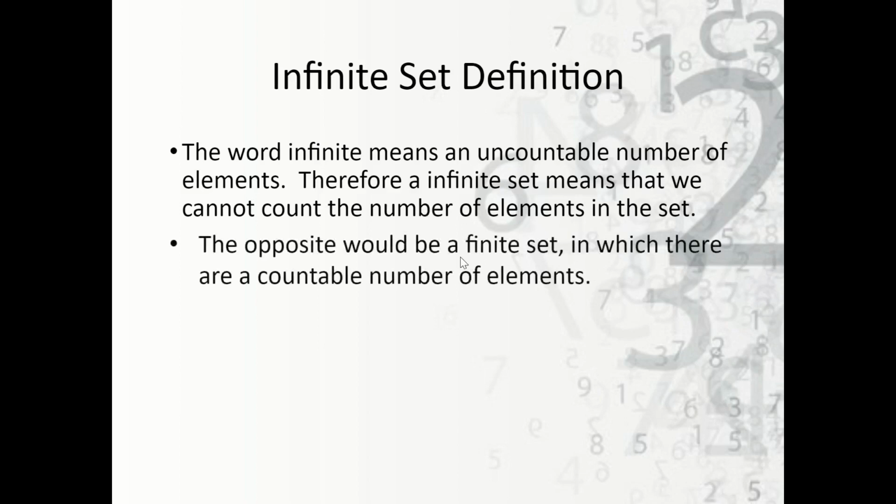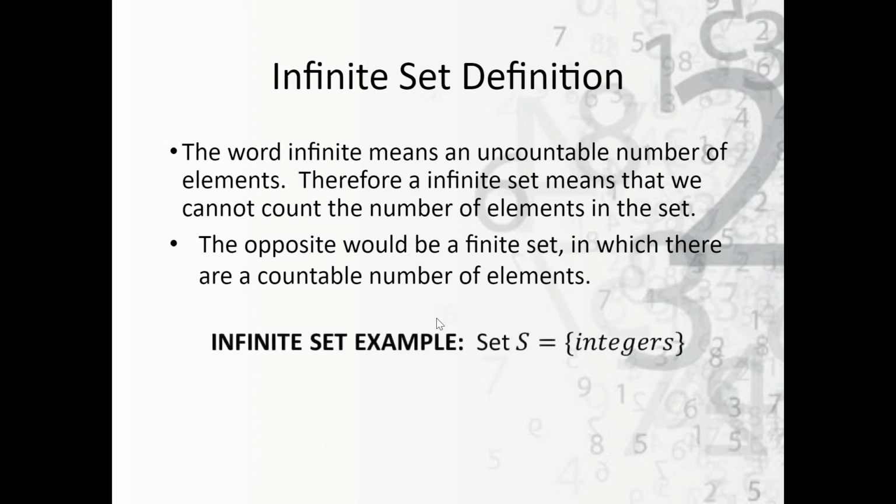The opposite of this would be a finite set in which there are a countable number of elements. So let's say I wanted the natural numbers between 1 and 10. Well, that goes 1, 2, 3, 4, 5, 6, 7, 8, 9, 10, and stops, and we can't keep going. So that would be a finite set. So an example of an infinite set would be the set of integers.